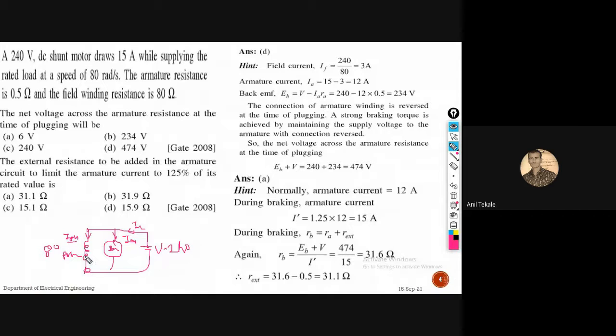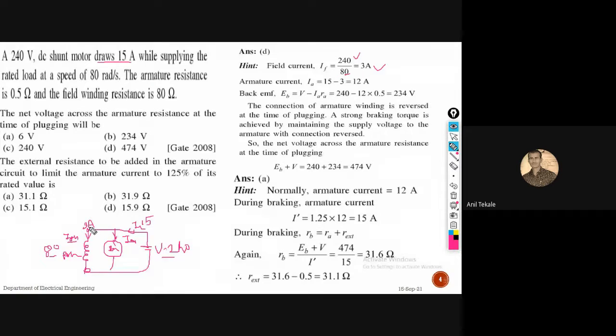What will be the Ish? Tell me. That is voltage divided by resistance, right? Voltage is 240, resistance is 80, so If will be 3 ampere. They told us it draws 15 ampere. 15 ampere is the load current and 3 ampere is the shunt current.